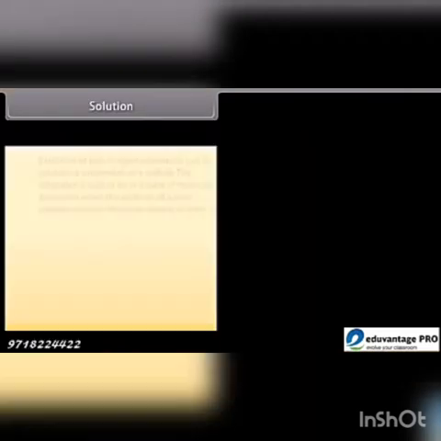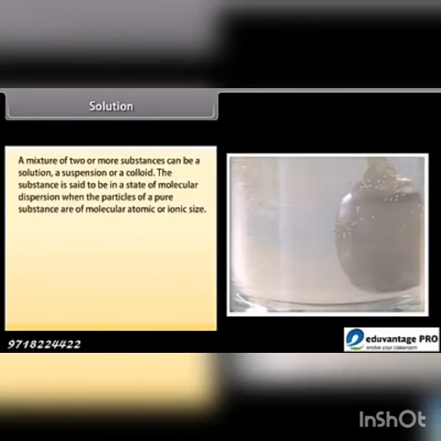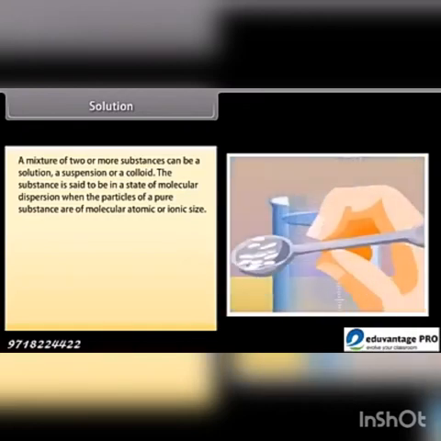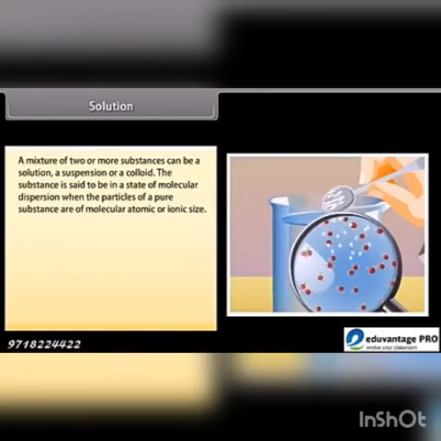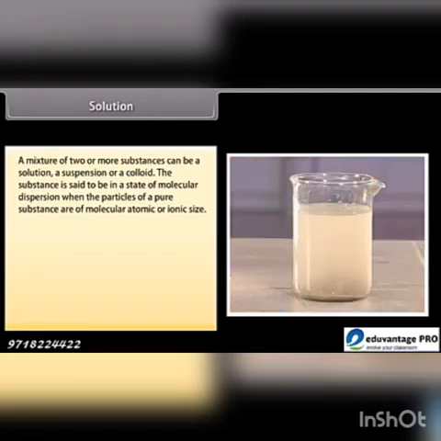Solution. A mixture of 2 or more substances can be a solution, a suspension, or a colloid. The substance is said to be in a state of molecular dispersion when the particles of a pure substance are of molecular, atomic or ionic size.